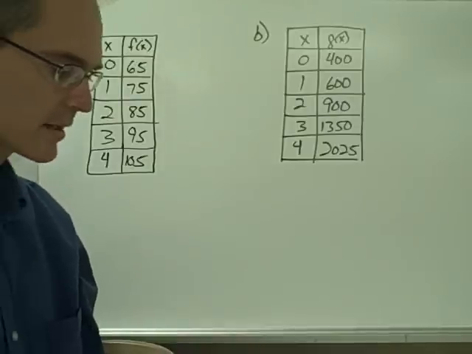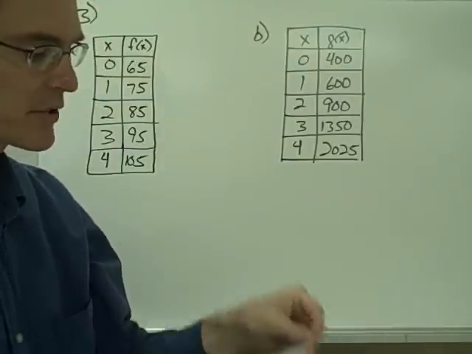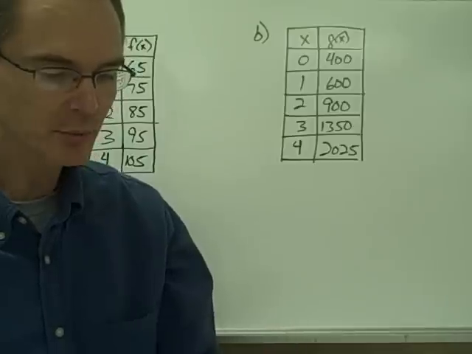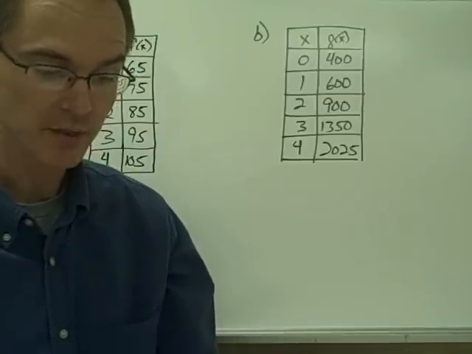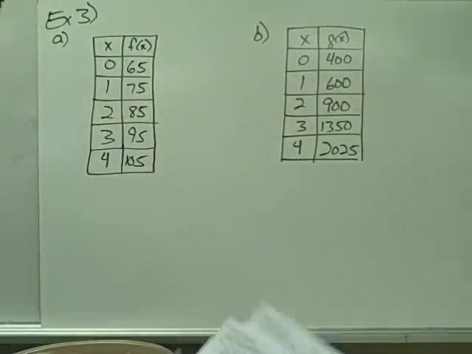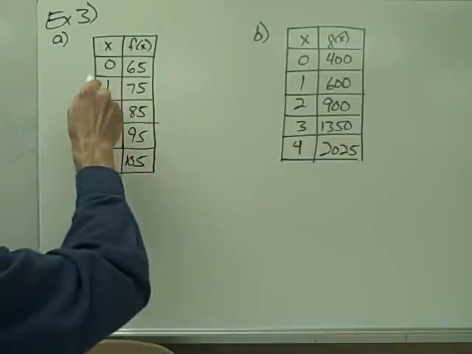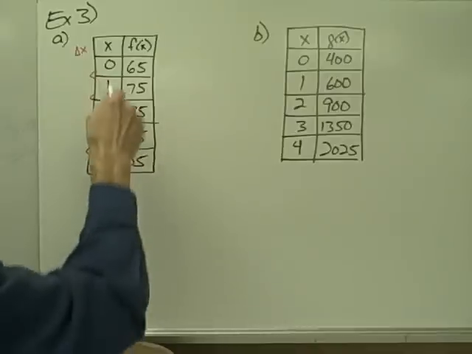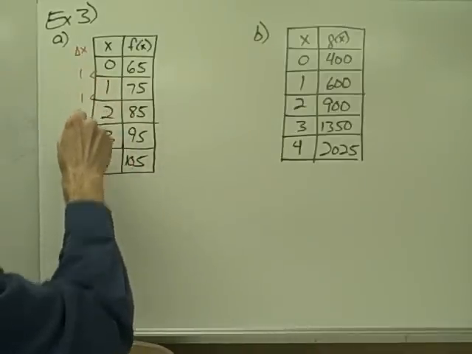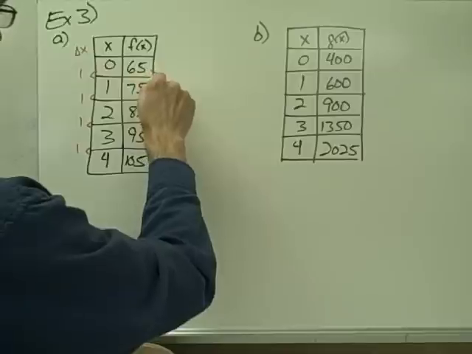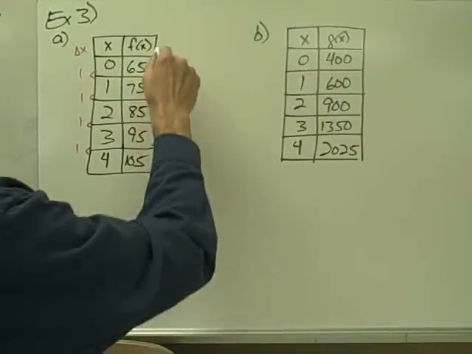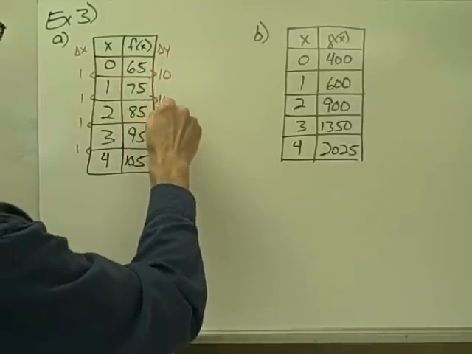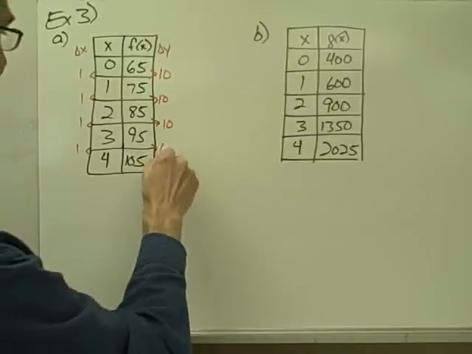All right, let's take a look at a couple more examples. It says the following tables contain values from an exponential or a linear function. For each table, decide if the function is linear or exponential and find a formula for the function. Okay, so let's see. The first thing I notice is that all of my delta x values here are the same. So that's 1, 1, 1, 1. And I notice that all of my delta y values, let's see, 75 minus 65, that's 10. 85 minus 75, that's 10. That's 10. And that's 10.